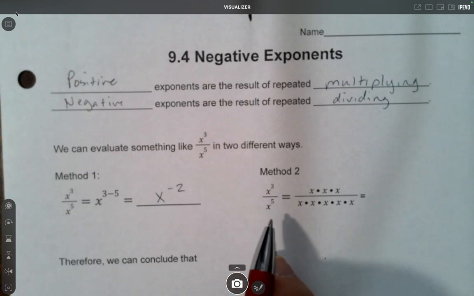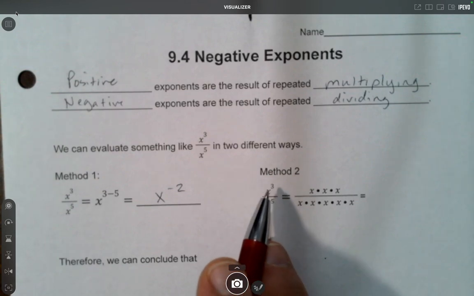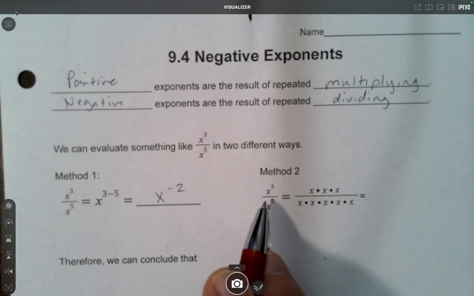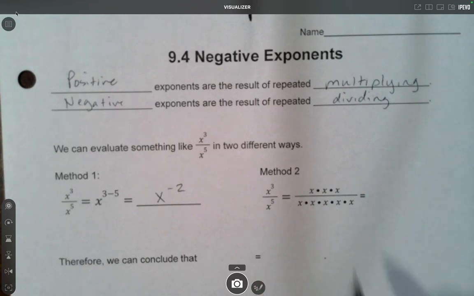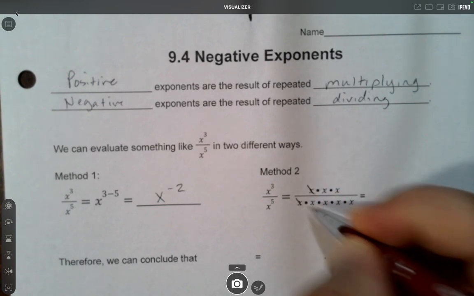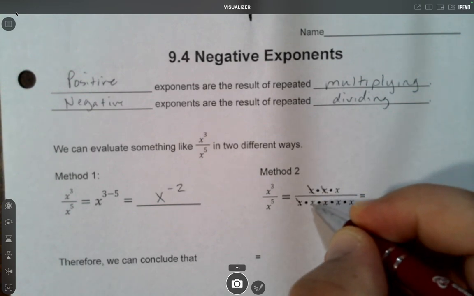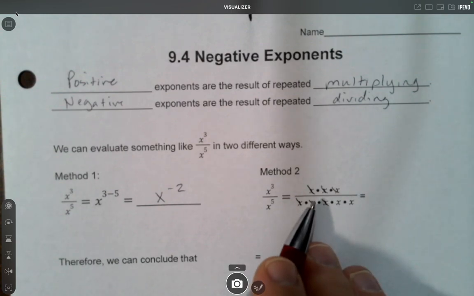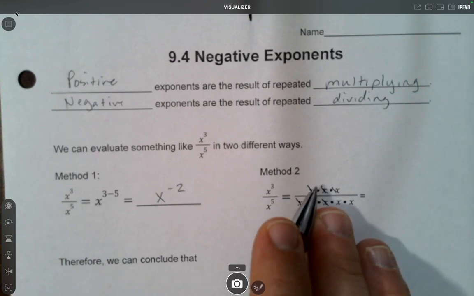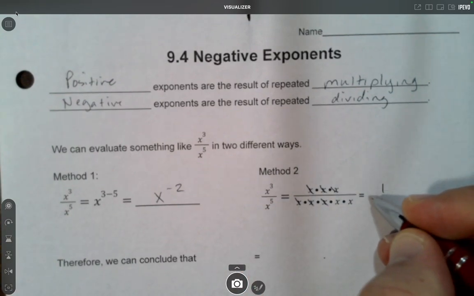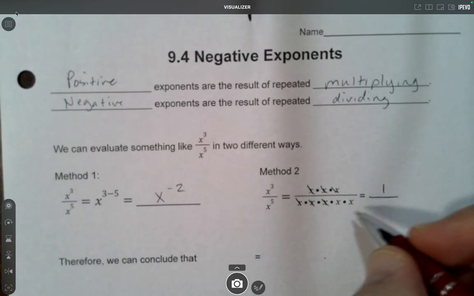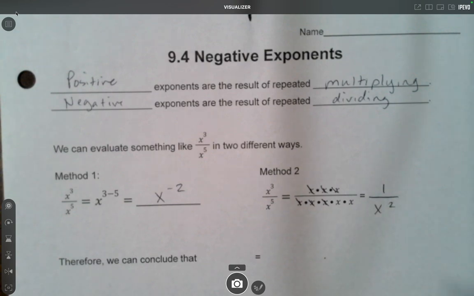Now, if we do the expanded form we talked about earlier, x cubed means you multiply x by itself 3 times. X to the fifth means you multiply x by itself 5 times. Then, as we talked about with the expanded form, x divided by x is 1, x divided by x is 1, x divided by x is 1. Now we're all out of x's on top, so we get 1 on top. But there are 2 x's on the bottom. X times x is equal to x squared.